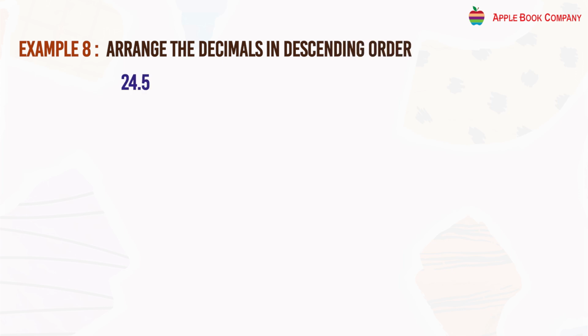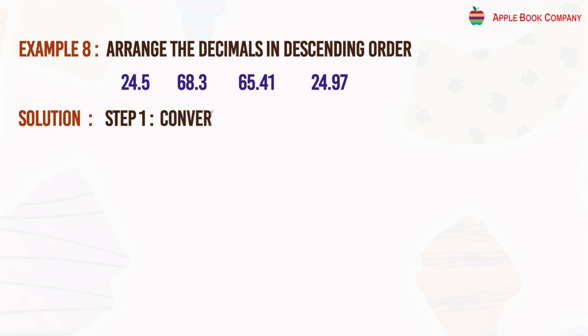Example 8. Arrange the decimals in descending order: 24.5, 68.3, 65.41, 24.97. Solution. Step 1. Convert the unlike decimals into like decimals.